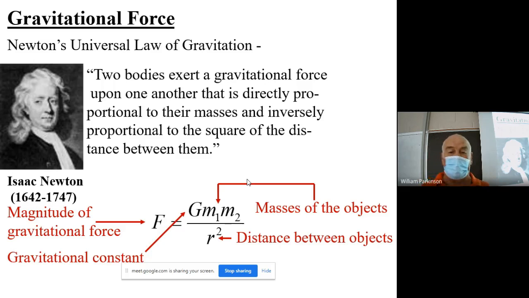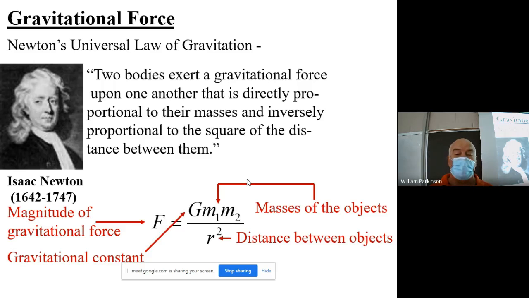And it's inversely proportional to the square of the distance. That's why there's an R squared in the denominator. And interestingly, if you double R, you cut the force by 1/4. Because if you double R, then you square it, you get a factor of 4 in the denominator, which makes the force 1/4 as big.